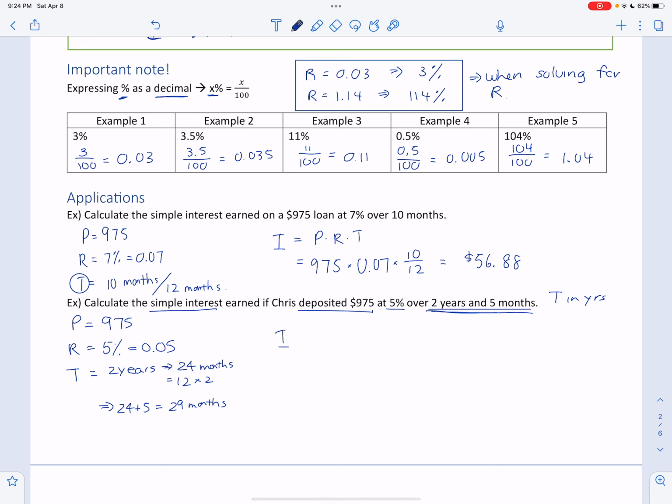So interest is then 975 times 0.05 times 29 out of 12 months. That's how we represent it in years. Okay? So when we divide it by 12, that's how we can do the conversion. Multiply all this in a calculator, you get $117.81. Okay, so just be very careful. The time given can change. If they only give me 2 years, then I can just multiply by 2. Okay, so let me just note that in here.